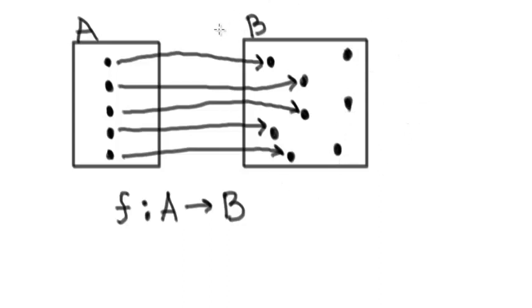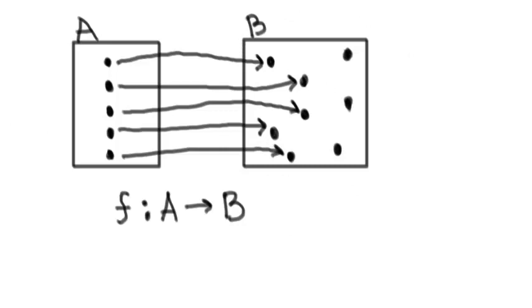B is called the codomain, but this collection right here of all the elements that are images of something in A is called the range. So this is the range, the entire thing is the codomain.